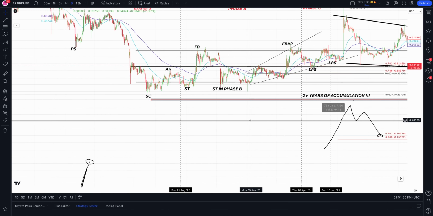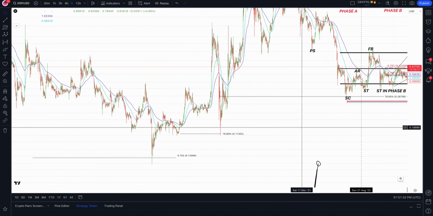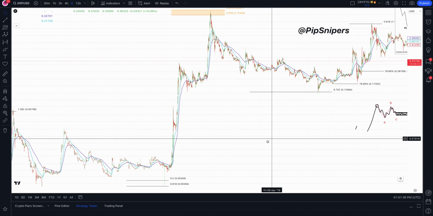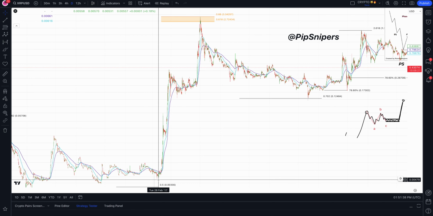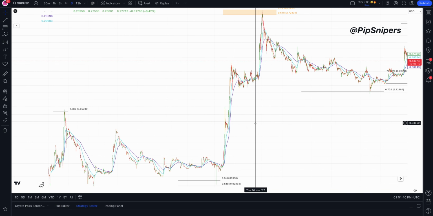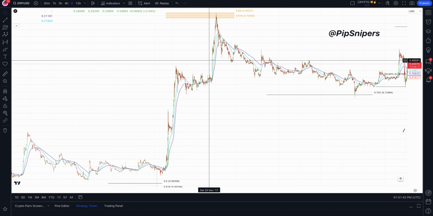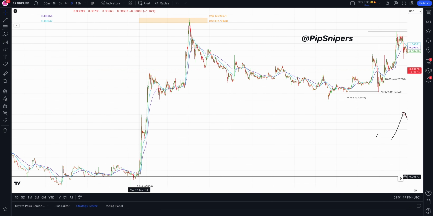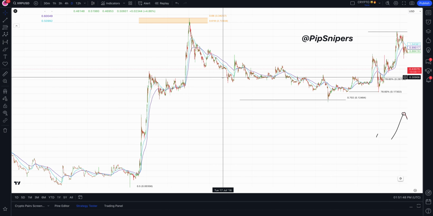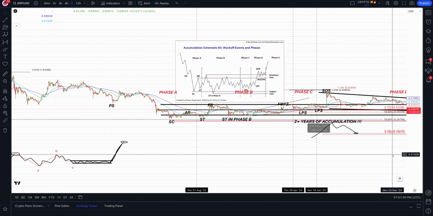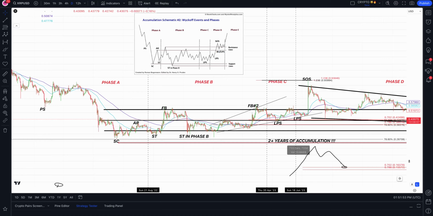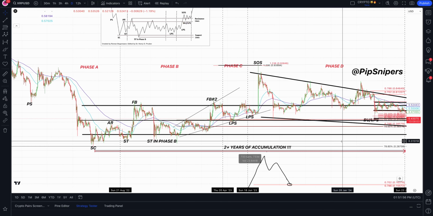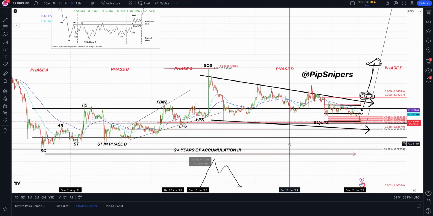I think it's actually going to look a lot like this run up we had. You see how, to the untrained eye, this just looks like one straight line up. I really think XRP is going to do something like this, especially because we've been accumulating for this long. So think of how much pent up energy is in XRP. A lot of pent up energy.